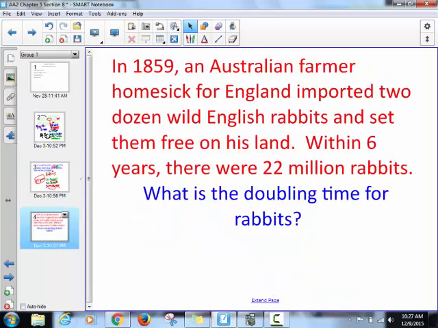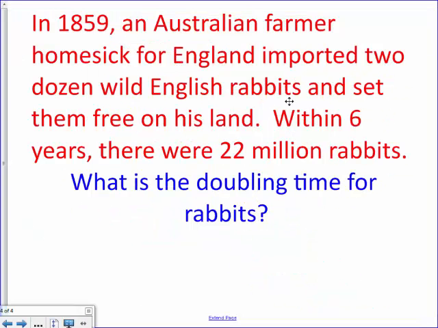And lastly, it says in 1859, an Australian farmer homesick for England imported 24 wild English rabbits and set them free in his land. Within 6 years, there were 22 million rabbits. So he originally had 24, and in 6 years, there were 22 million. Holy buckets. Rabbits, huh? So what is the doubling time for rabbits?